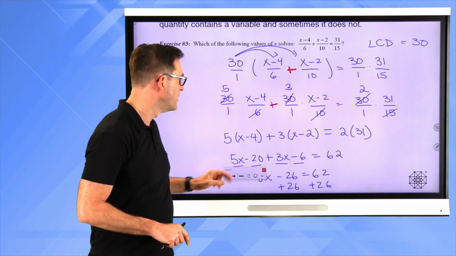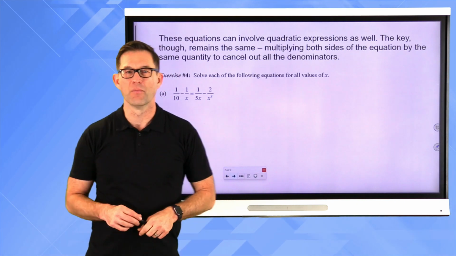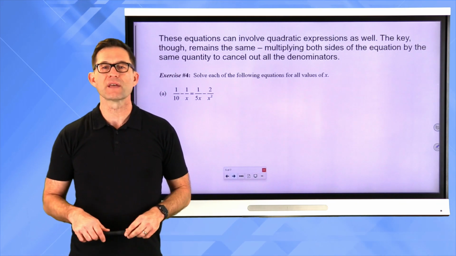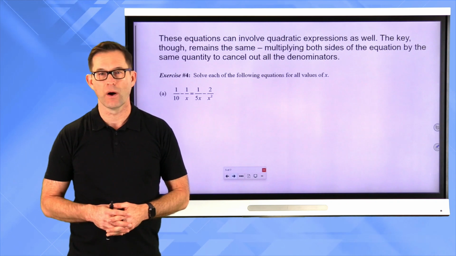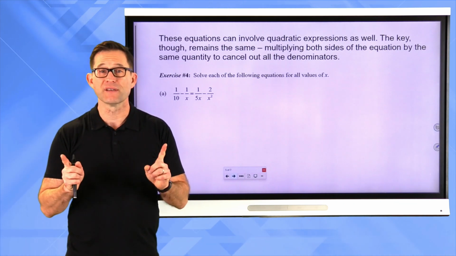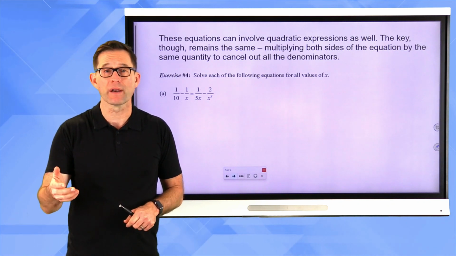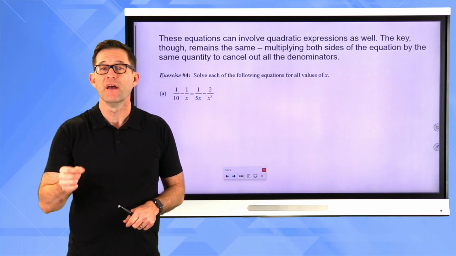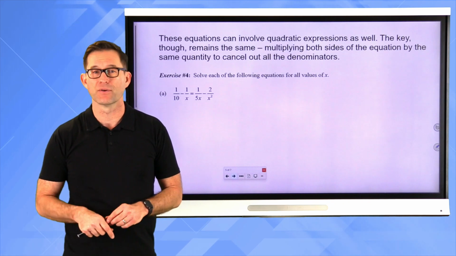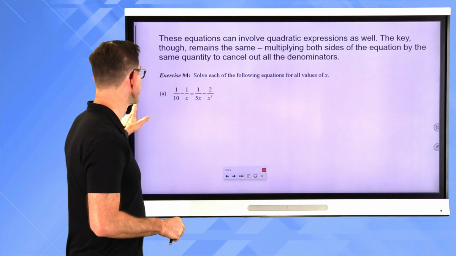Okay. Now let's get into ones that are a little more complicated. These equations can involve quadratic expressions as well. The key, though, remains the same: multiplying both sides of the equation by the same quantity, to cancel out all the denominators. Let's take a look at exercise number 4.